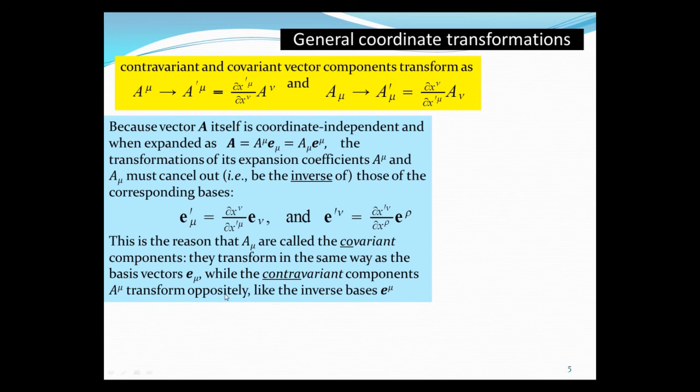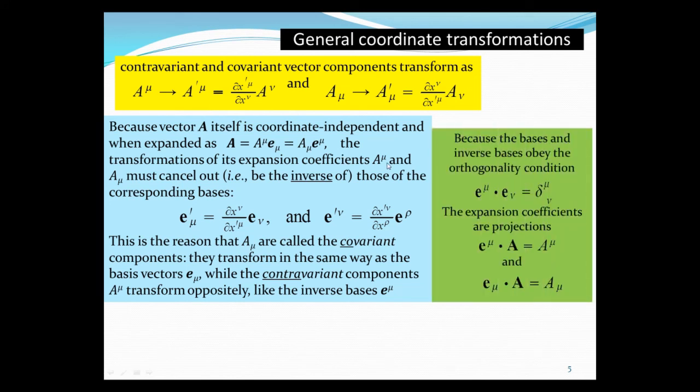The inverse basis transforms the same way as the covariant components. In fact, that's the reason why A sub mu is called a covariant component, because it transforms in the same way as the basis vector. And the contravariant components transform in the opposite way. That's what we call contravariant components.